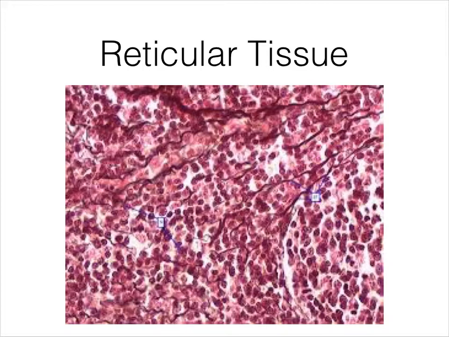Here's more reticular tissue, and you can see again the presence of lots of different cells, fairly densely packed. But you can also see these dark branched fibers that are the reticular fibers, and they form a web or net that are sort of like holding the cells in place. Reticular fibers have lots of areas for cells to sort of grab onto.